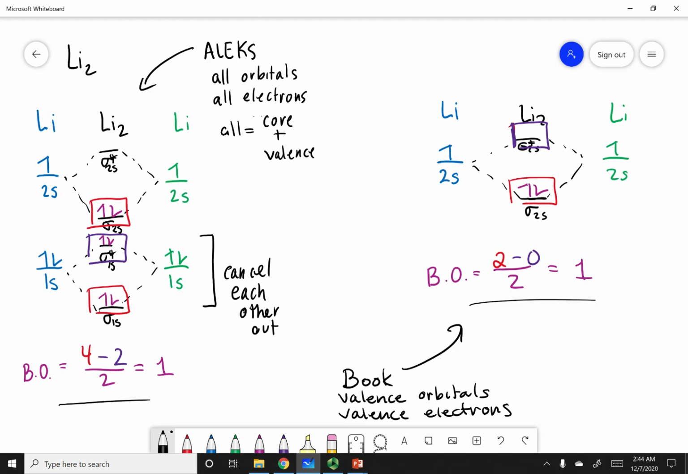If you use the valence orbitals and then start using all the electrons, you're going to get the wrong answer. So be consistent. All right, let's go ahead and do diberyllium, and let's do it the book way. I'm going to use the valence orbitals, which is the 2s, and it has 2 valence electrons. I'm going to do the same for the other beryllium.